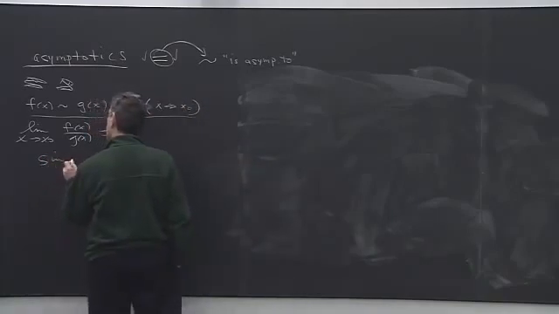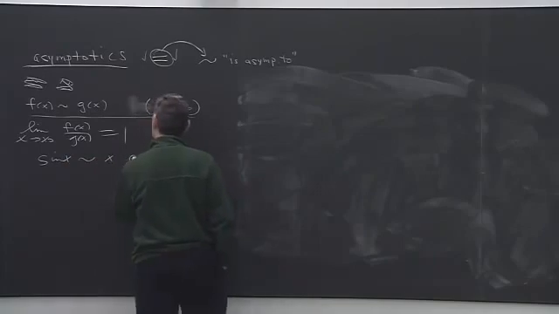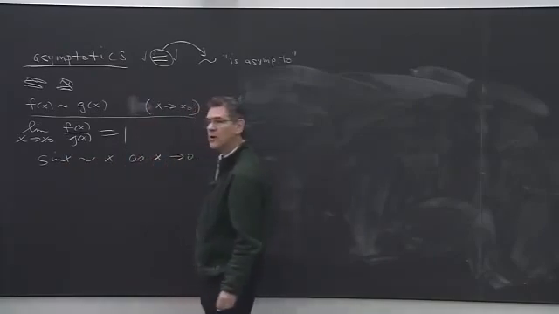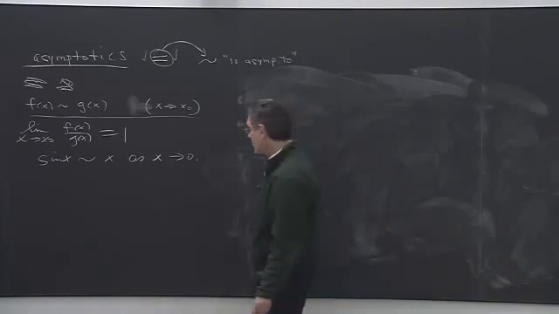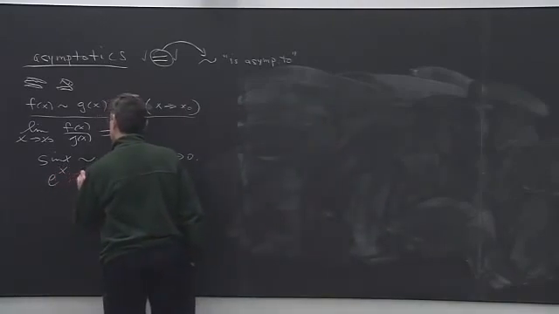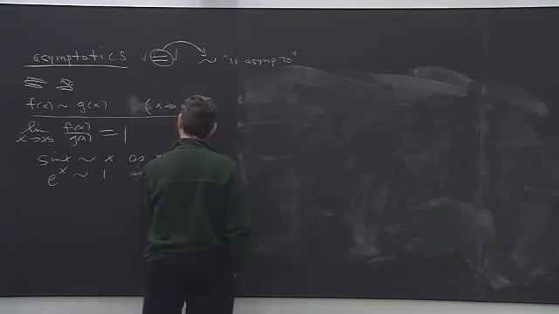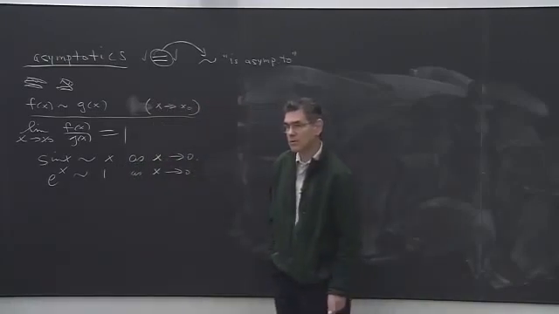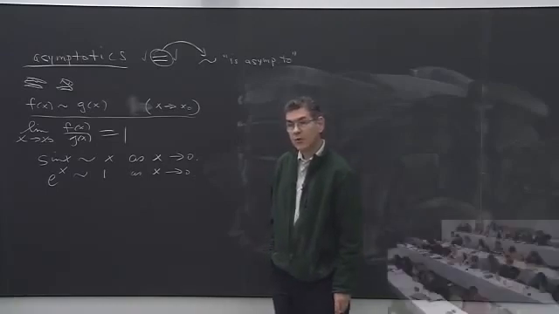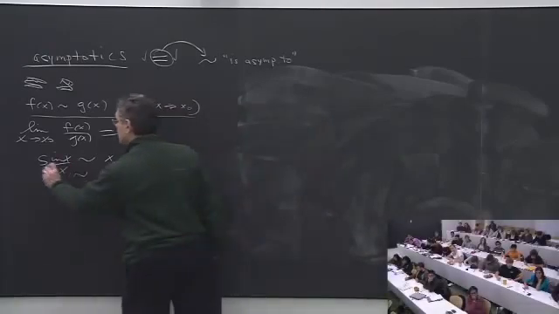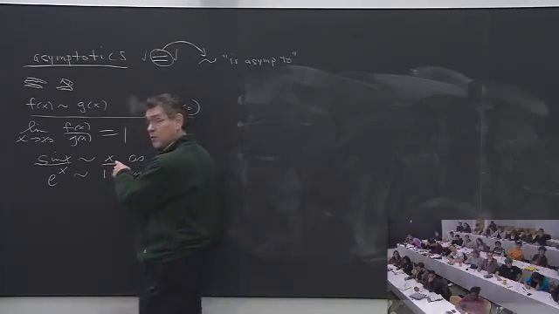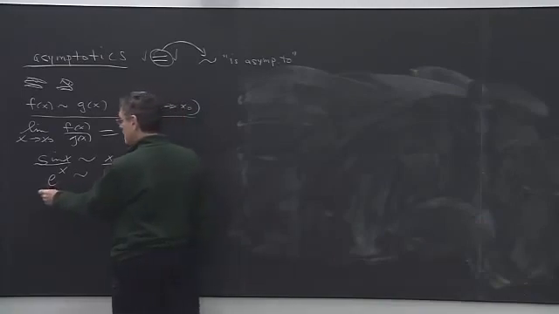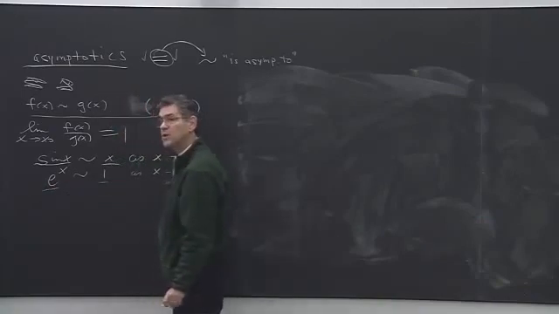Sine of x is asymptotic to x as x goes to 0. Is that true or not? And let's write another one. E to the x is asymptotic to 1 as x goes to 0. Is that true? You notice something very interesting happening. This is a rather complicated function, and this is quite a simple function. Same here. This is a rather complicated function. This is quite a simple function.